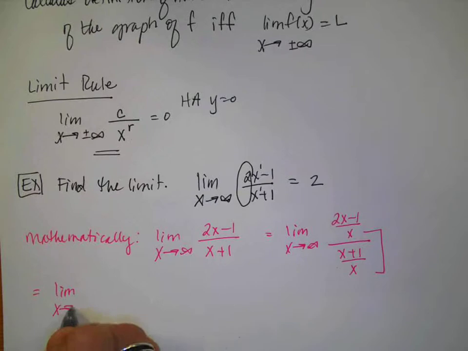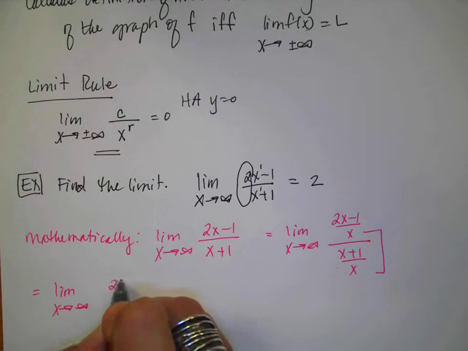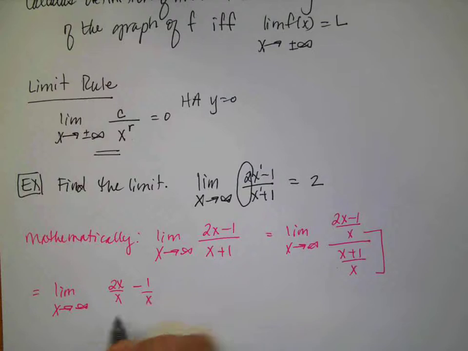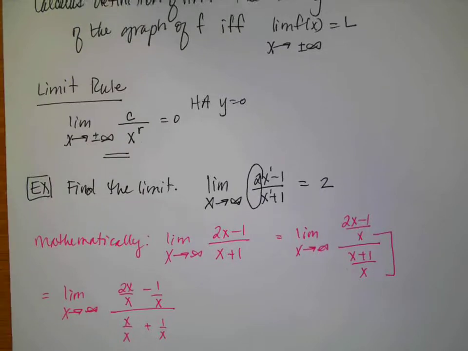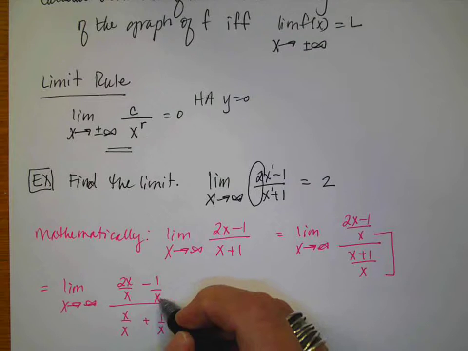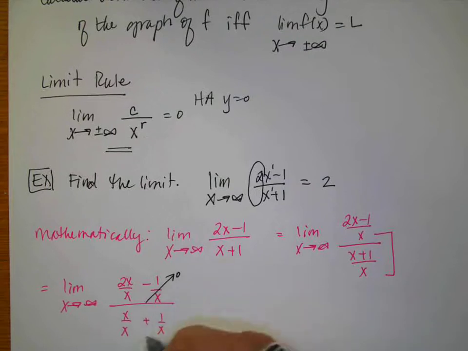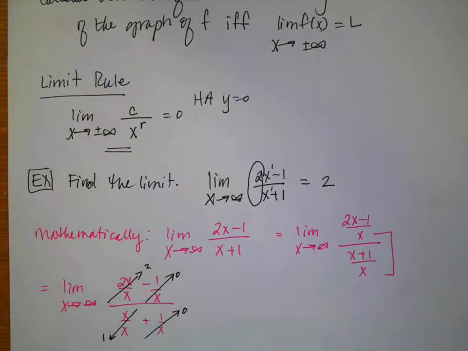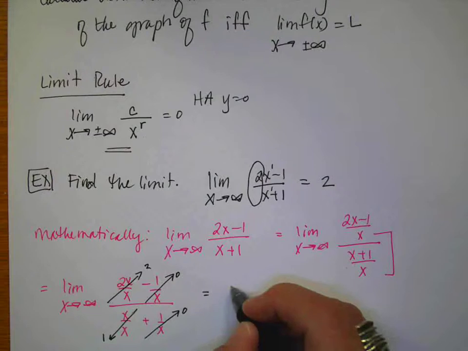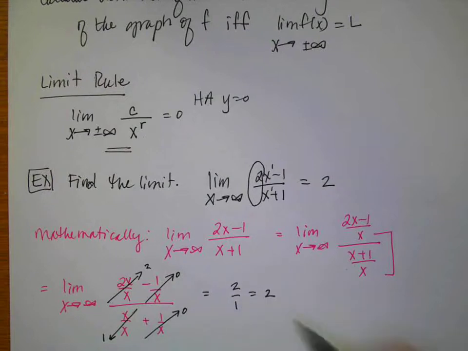And then I'm going to rewrite it. So this is the limit as x approaches infinity of 2x over x minus 1 over x, over x over x plus 1 over x. And if you'll notice, all I did is split up the individual expressions. Well, because the degree in the denominator is higher, this goes to 0, this goes to 0, this goes to 1, and this is going to go to 2. So the limit is 2 divided by 1, which is 2.